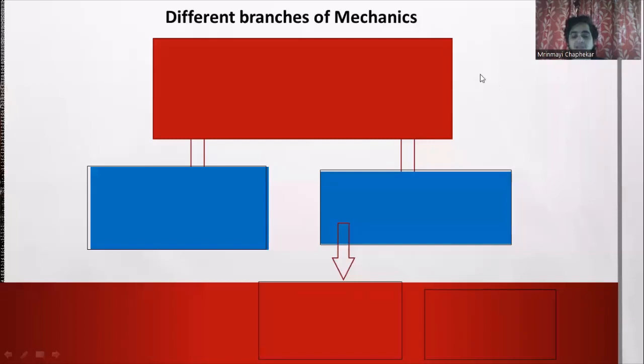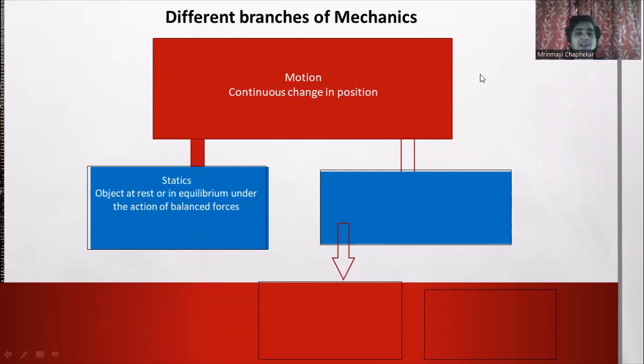We know that mechanics is the branch of physics that deals with the study of motion. Motion is the change in the position of the body. Mechanics can be divided into two branches. One is statics and the other is kinetics. In statics, we study an object at rest or in equilibrium under the action of balanced forces. And in kinetics, we deal with the actual motion of the body.